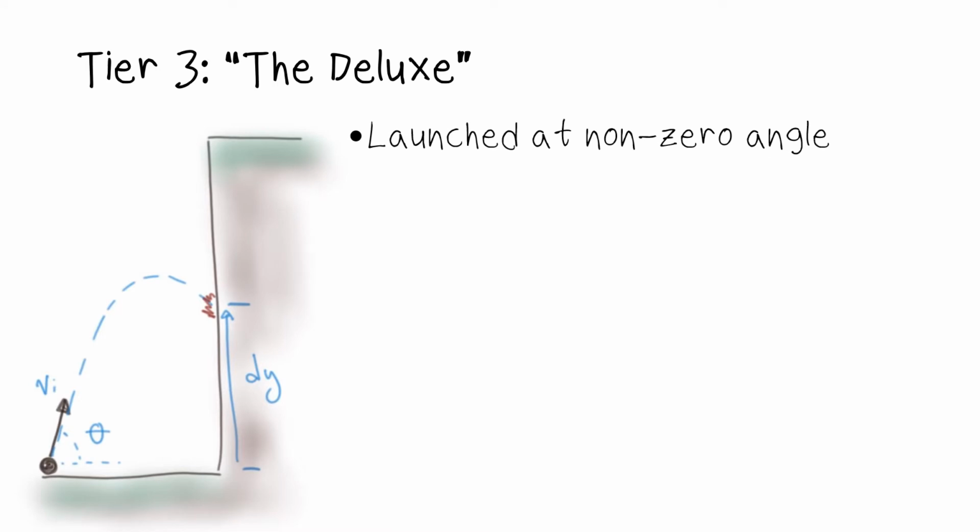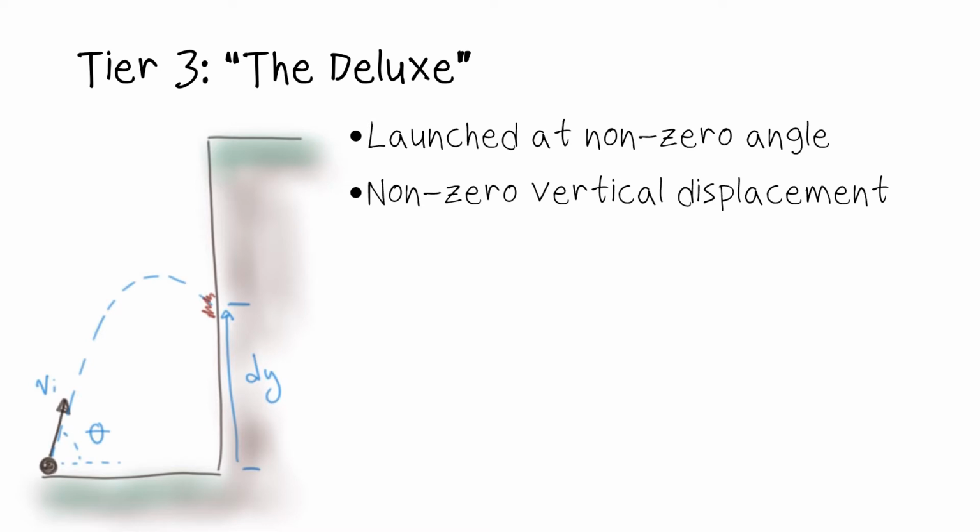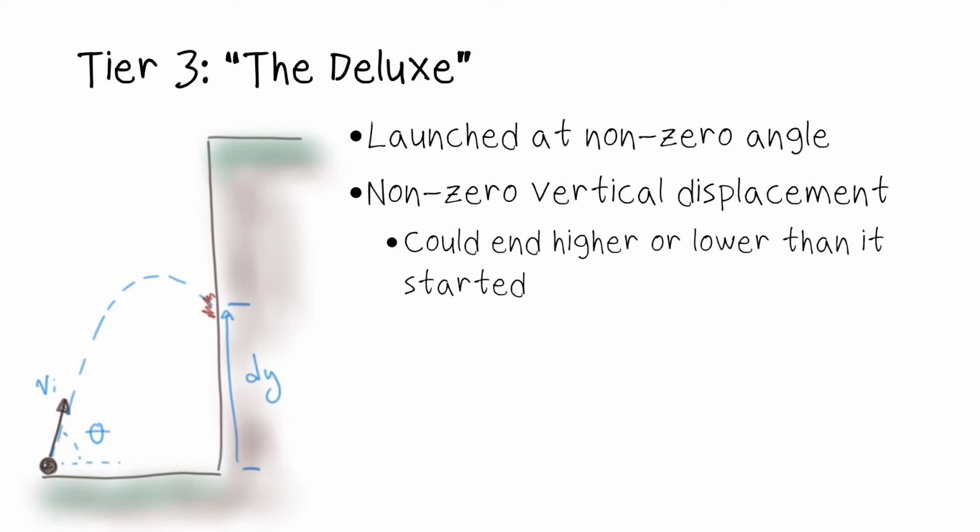You're launched at a non-zero angle, so the initial vertical velocity is going to be a non-zero value, and also the scenario has a non-zero vertical displacement. And to complicate things even a little further, it could end higher or lower than it started. In a tier 1 problem, you know that your vertical displacement has to be negative. It has to end lower than it started. With a tier 3 problem, you could be higher or lower, so you also have to watch out for whether your displacement is going to be positive or negative as well.